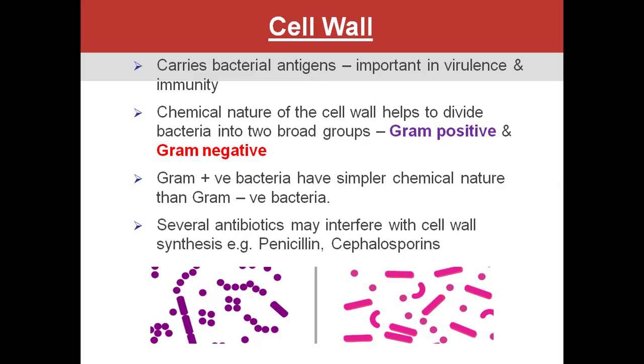This cell wall is a target for many antibiotics. Several antibiotics interfere with cell wall synthesis, such as penicillin and cephalosporin. These penicillins and cephalosporins act upon the peptidoglycan of the cell wall and damage it. If the peptidoglycan of the cell wall is damaged, the bacterial cell is automatically damaged.